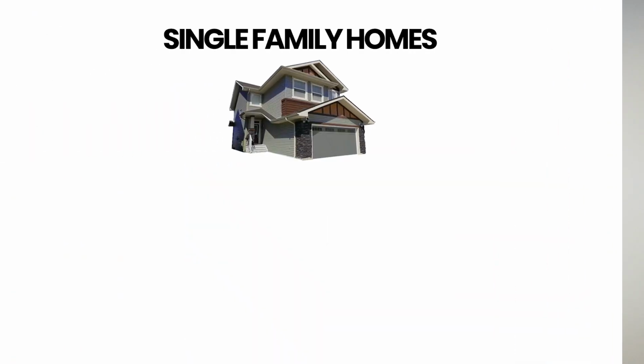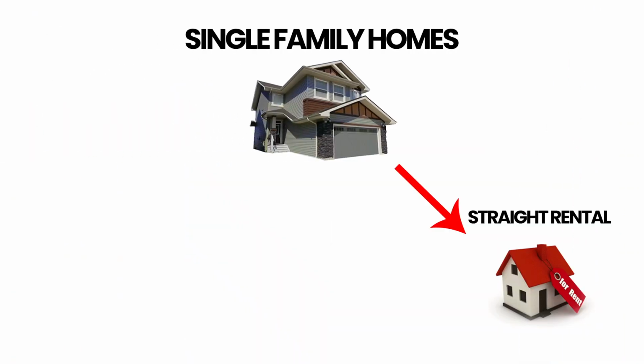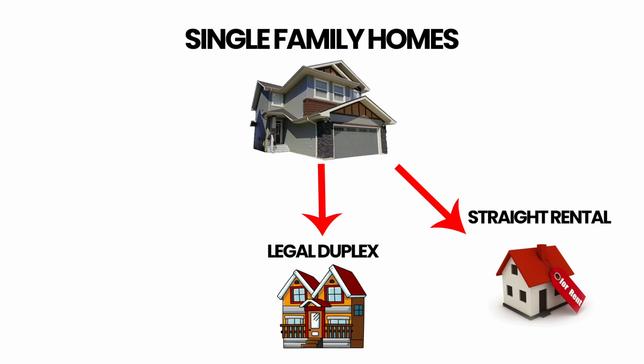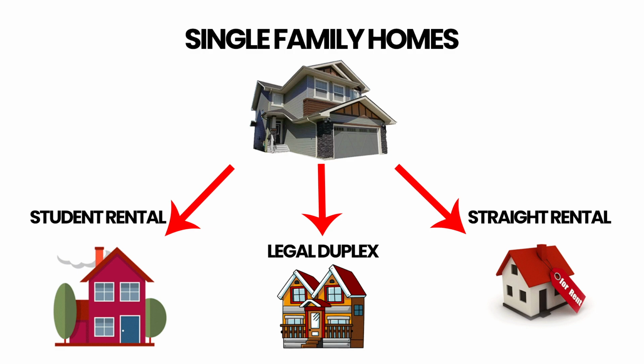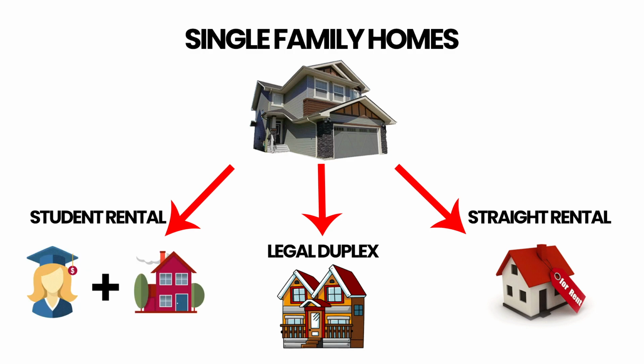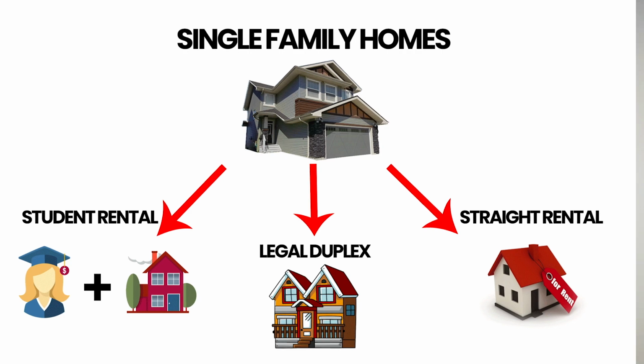For example, on a single family home, you can have multiple strategies. You can do a single family home as a straight rental. You can also make it a legal duplex. In some municipalities, there are different bylaws in different areas of the town where you're allowed to legalize a single family home into a two-unit duplex. So you can turn a single family into a duplex and rent out the top and the bottom, or you might be able to rent it out as a student rental if it's close to a college or a university. So that's one single family home. You need to decide: are you going to do a straight rental? Are you going to turn it into a duplex or run it as a duplex? Or are you going to rent it out as a student rental?